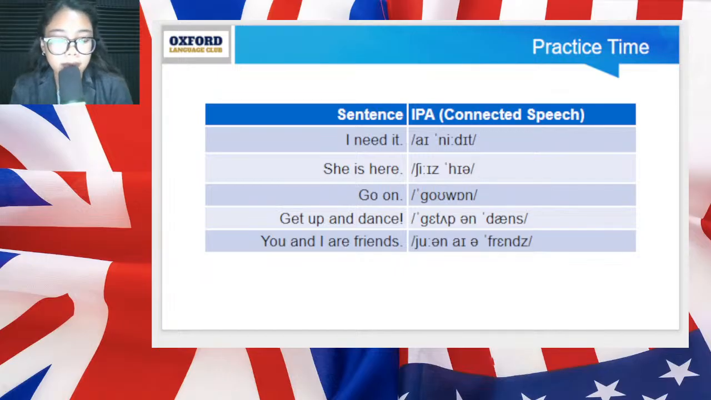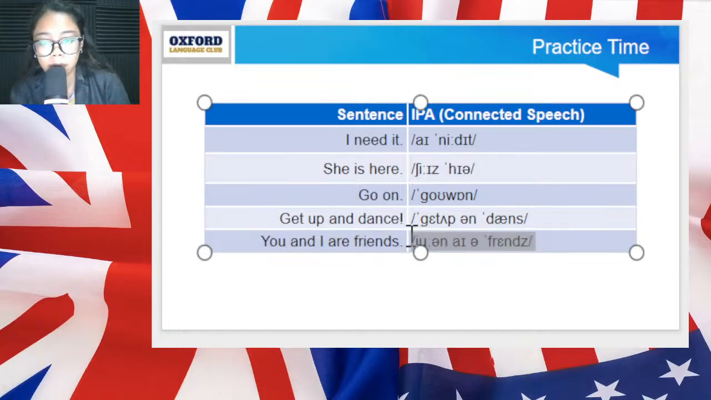Last practice sentence for this set: you and I are friends. Now, if it is said very distinctly, word by word, you and I are friends. That's how you say it. But in natural connected speech, things change quite a bit. Look at the IPA. Let me highlight that for you. You and I are friends.